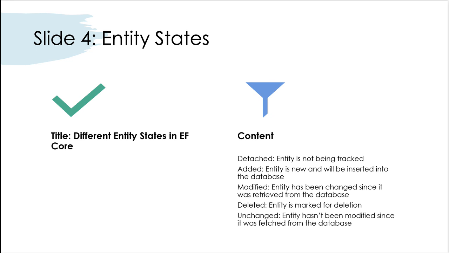These states are crucial because they determine what kind of SQL operation EF Core needs to execute, whether it's insert, update, or delete. The change tracker monitors all entities and their status. When you call the SaveChanges method, EF Core examines all the tracked entities and generates the necessary SQL statements to apply the changes to your database. After the changes are saved, the entity states are reset to unchanged because they are now synchronized with the database.